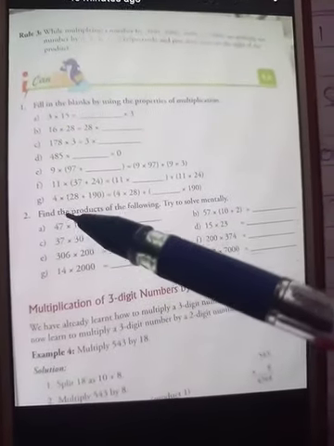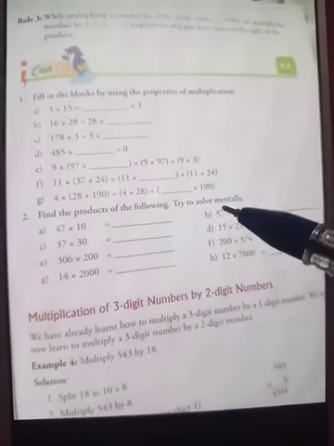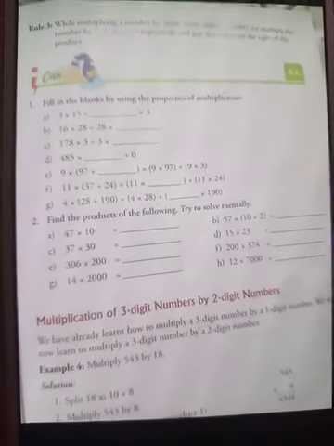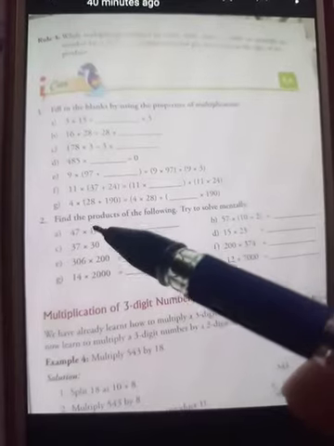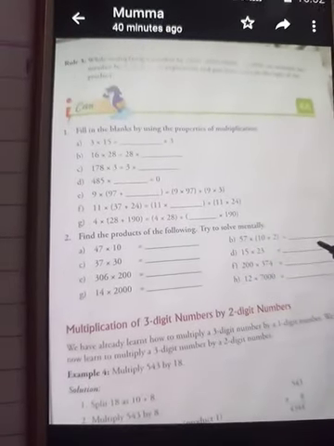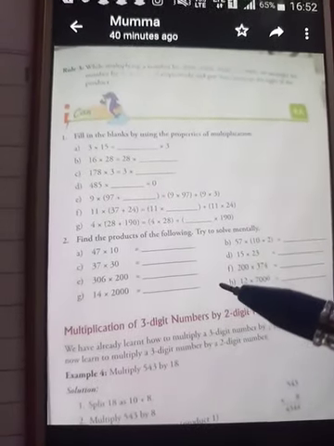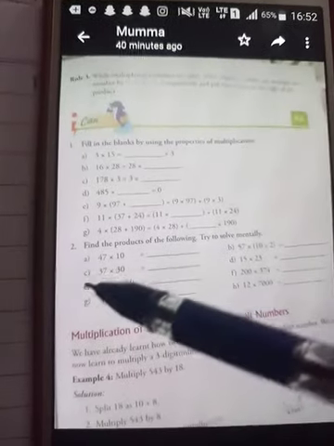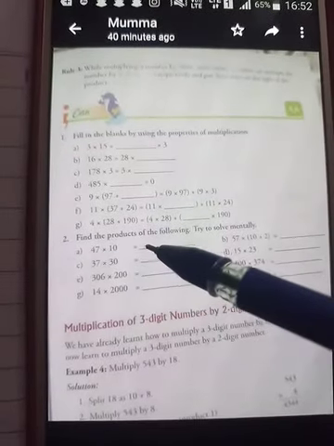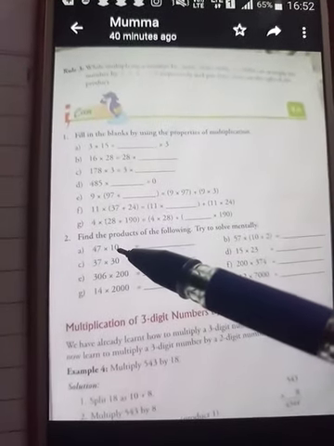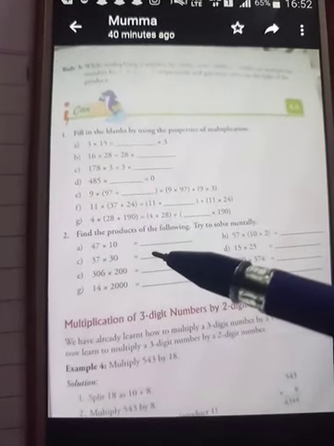In question number 2, find the products of the following. Try to solve mentally. Mentally means no need to solve in the proper manner, just find the answer by seeing the numbers. I will not solve these questions, I am just giving you 1 to 3 questions, and then you have to do the rest on your own in the book. First is 47 multiplied by 10. We write 47 as it is, and then put a zero to the right of the 7. Then your answer will be 470.